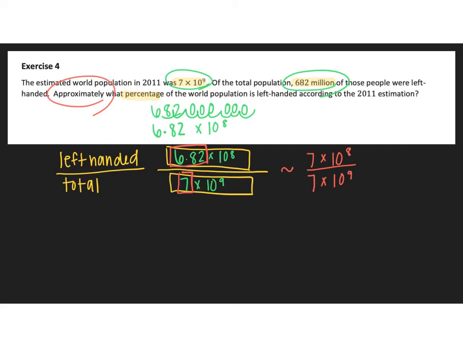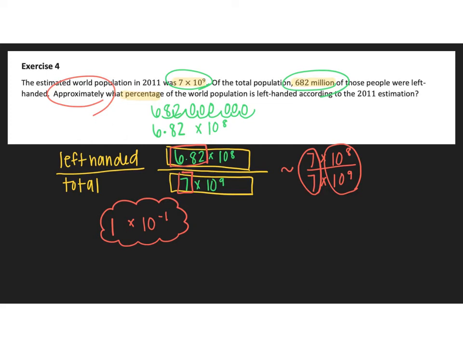So from here, we're going to divide our numbers. What is 7 divided by 7? Well, 7 divided by 7 is 1. What is 10 to the 8th divided by 10 to the 9th? Well, 8 take away 9 is -1. So this is our answer, but we want to write this as a percentage. So the first thing we need to do is write this as a fraction.